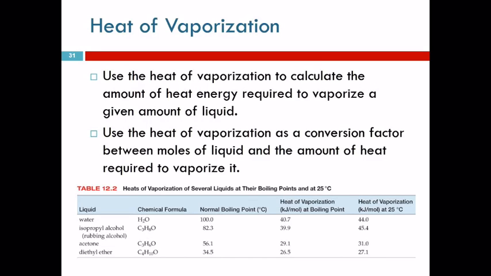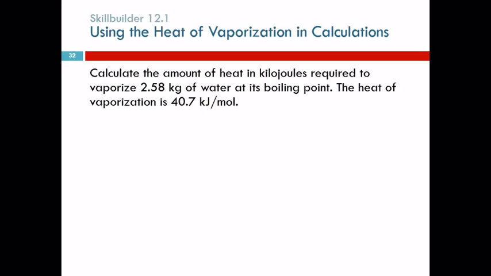So we can use the heat of vaporization to calculate the amount of energy needed to vaporize a particular amount of liquid. It works as a conversion factor between moles of the liquid and the amount of heat needed to vaporize it. Here's a table from your textbook showing the heat of vaporization of some different liquids. Here's water at 40.7. Let's calculate the amount of heat in kilojoules needed to vaporize 2.58 kilograms of water at its boiling point. The heat of vaporization is 40.7 kilojoules per mole.